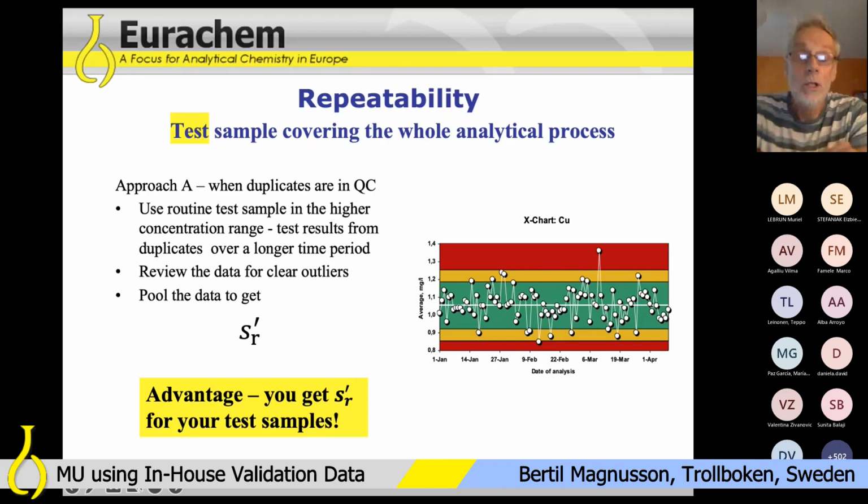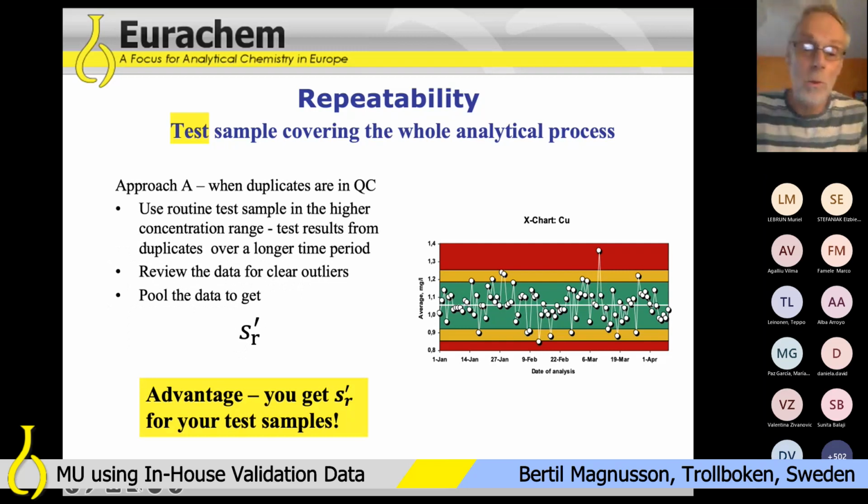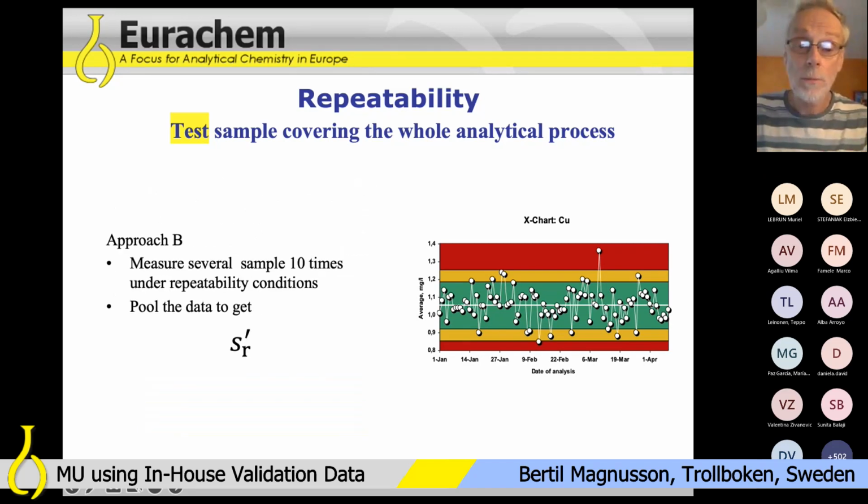You could also naturally just measure several samples 10 times under repeatability conditions. And why I say several times is that we need a lot of data in order to get a reliable estimate of the standard deviation. I would probably say that the first example that I showed here is better to use, because then you will include different control test samples, different matrices, because you could have a matrix variation, which you also need to include in your precision estimate.